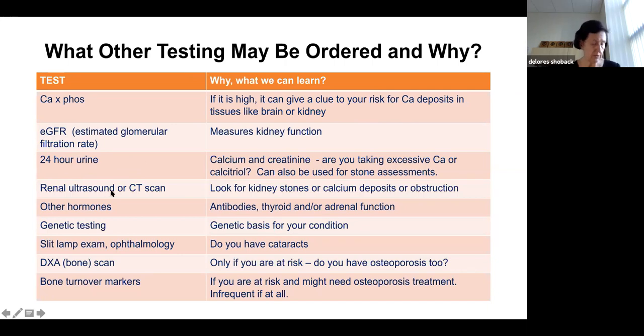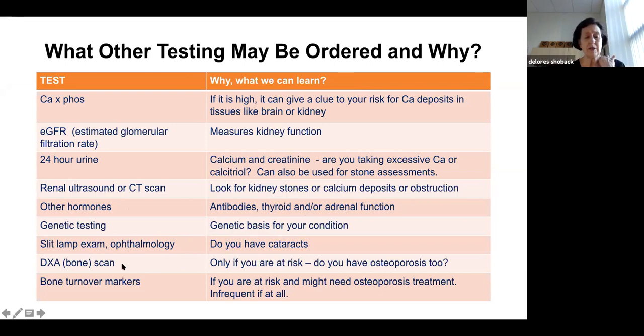The renal ultrasound or CT scan, we can look on those for kidney stones or calcium deposits or obstruction to the kidney if kidney function is reduced. And then other hormones, we might measure thyroid or adrenal function. We already talked about genetic testing. If it's non-surgical, we're going to be wondering, why do you have this? Ophthalmology exam, looking for cataracts and monitoring and following them.